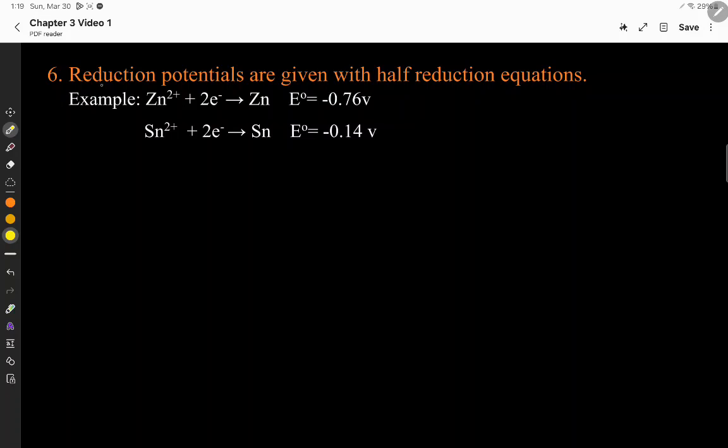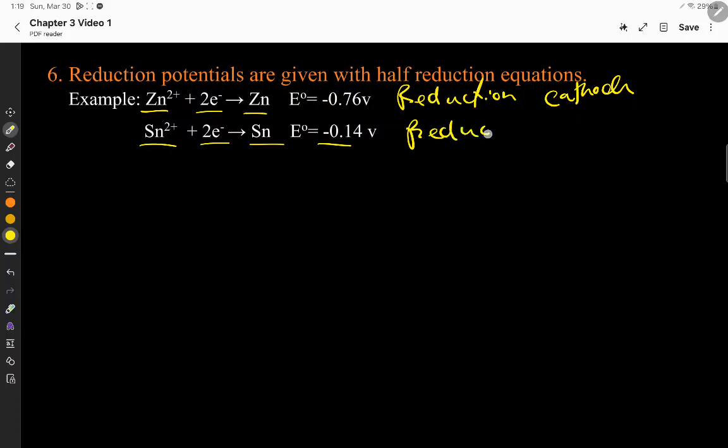In this question, reduction half cells are given. Now this Zn2+ plus 2 electrons, Zn, is a reduction. This is the cathode. Here Sn2+ plus 2 electrons, Sn, is also a reduction. It should be the cathode. Now we cannot have two reactions which both happen at the cathode. One has to be anode, one has to be cathode. So in this case we should flip, we should reverse the equation. One of them should be reversed.